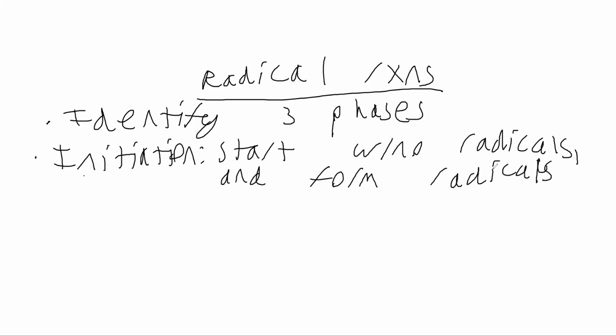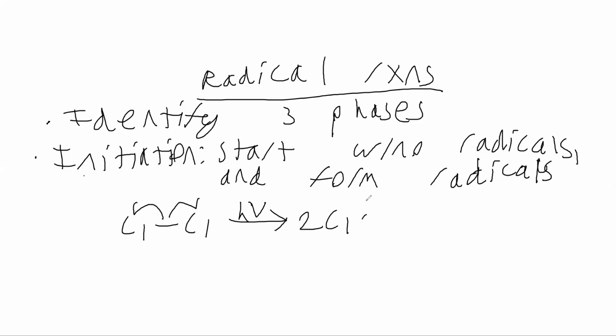And how radicals are formed depends on the reaction, but light is used pretty commonly. So like you might have Cl2, and then this is just light energy coming in, and that would break the bond and form two chlorine radicals. That's just one example of an initiation step.